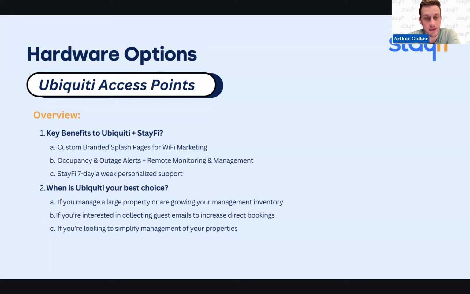Number two is that UniFi allows for remote monitoring of Wi-Fi devices at scale. So we can do things like occupancy alerting to let you know if there's too many guests in a property, as well as outage alerting to let you know when the internet both goes offline and online. So we can do all that remote monitoring and management from one screen.